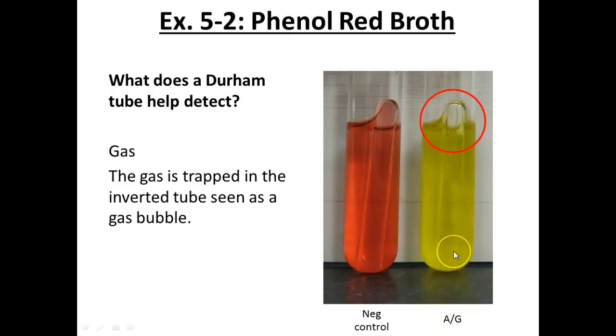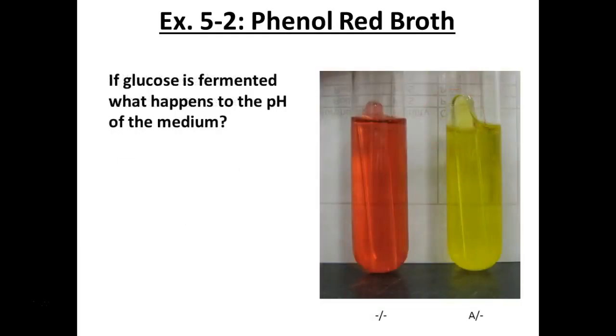And again, you're going to get acid, right, because fermentation is happening. And sometimes you'll get gas. Not all of them produce gas when they ferment. So only some of you guys had some gas bubbles. Actually, I think only one person that's here today. So if glucose is fermented, what happens to the pH of the media? So if it's acid, the pH went down.